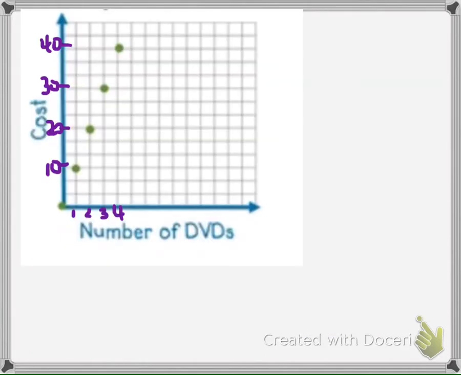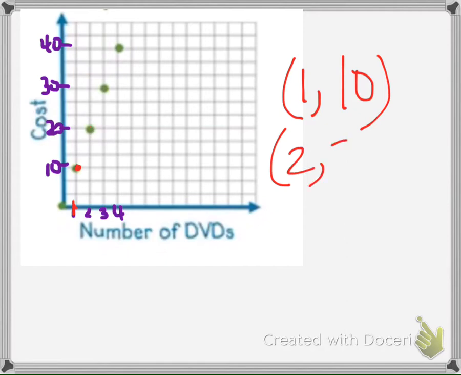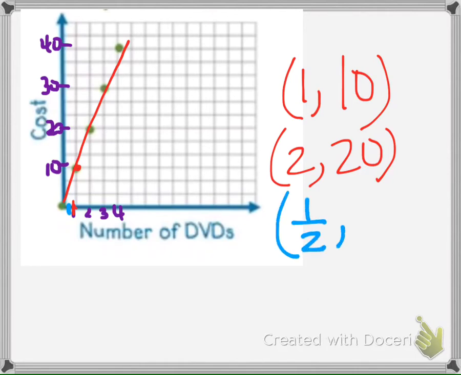So that's why it's continuous. Okay, another example here. If we have the number of DVDs we purchased and the cost, it says here that one DVD costs $10 and 2 DVDs cost $20. So whether we should connect it: if we connect it, then we're saying if we go to half right here, that we want to include purchasing half a DVD, but that's not possible.